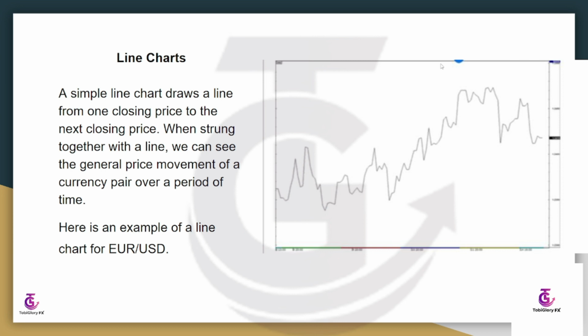Look at this diagram closely. We have a line chart. This is what we call a line chart.